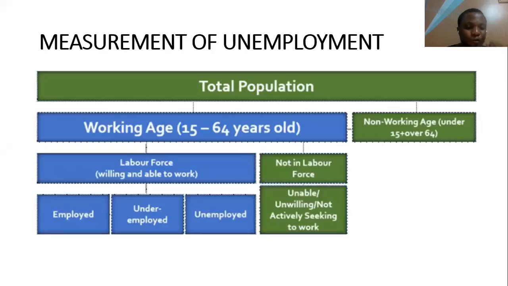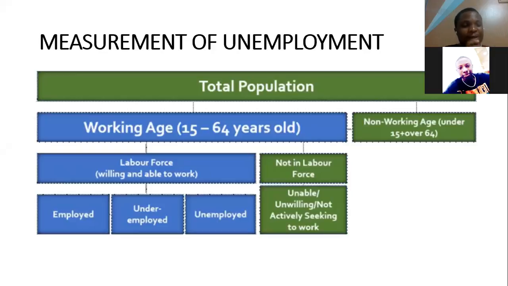Then we have those that are underemployed. You will see later the meaning of those that are underemployed. Yes, they are working, but the number of hours they work in a week is not up to the number of hours they are supposed to work. And then we have those that are unemployed, at all. Sorry, I think that's the network. So we have those that are what? Unemployed. So that is the category.